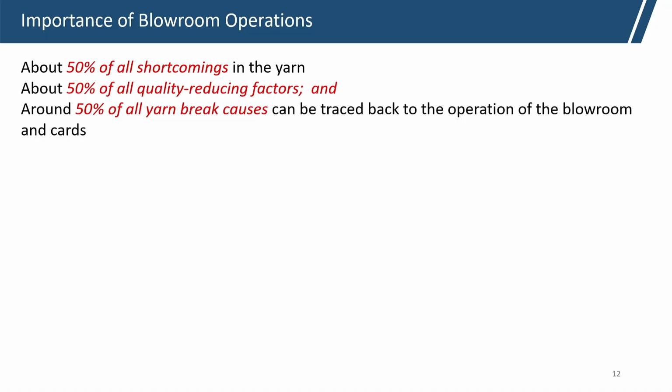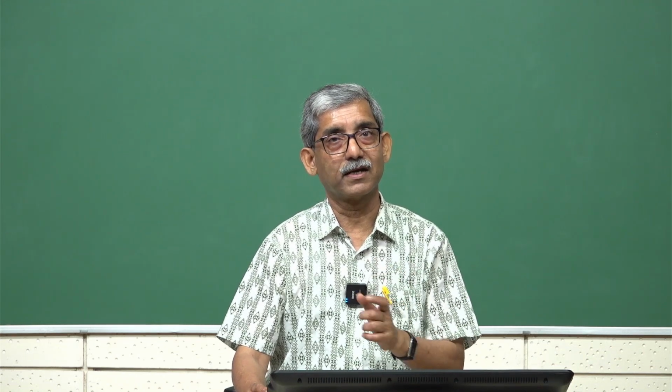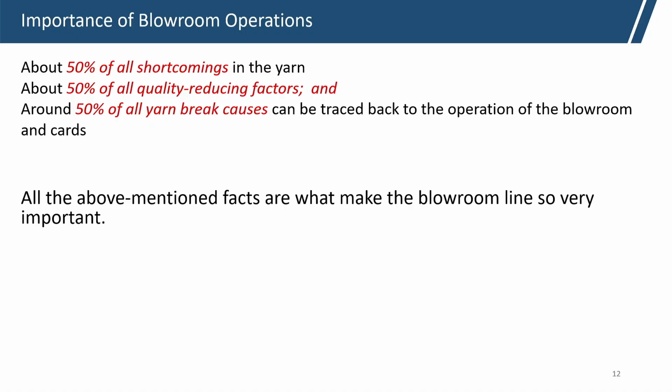Around 50% of all yarn break causes, like short fibers, are traced either to blow room or to carding. In the industry, the causes of yarn breakage are basically traced back to the blow room. So blow room is responsible for the majority of these faults. That is why all the above mentioned facts make the blow room very, very important.